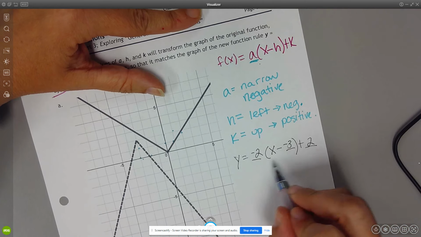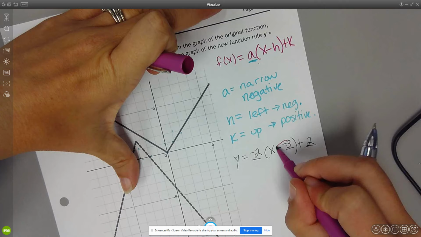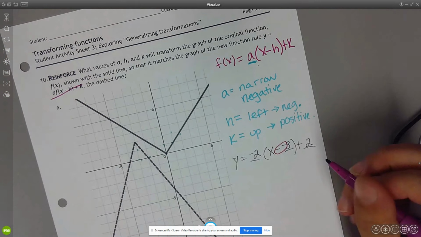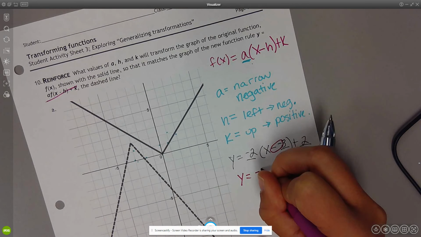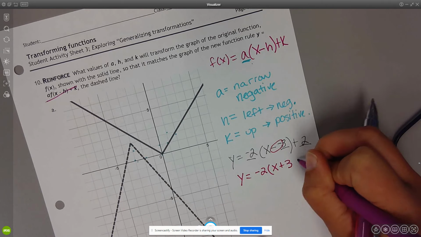We have to simplify this out because this double negative here cannot be kept like that. So when we go ahead and simplify this, our final answer is going to be y equals negative 2 times the absolute value of x plus 3, plus 2.